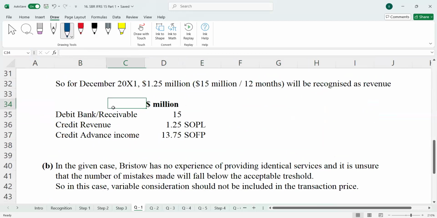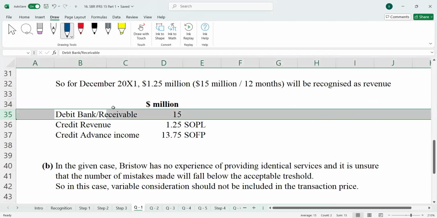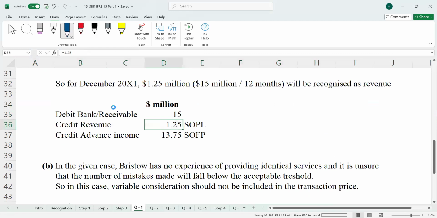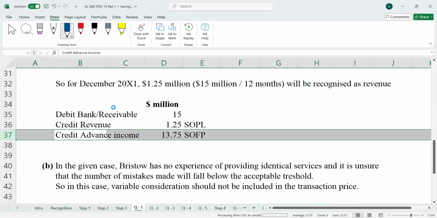So what is the entry that I will recognize? Debit bank or receivable 15, credit revenue for what I am eligible to recognize, and the rest I treat as advance income. Understood?